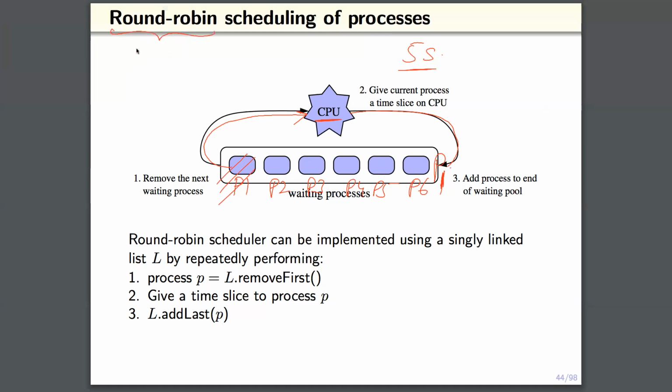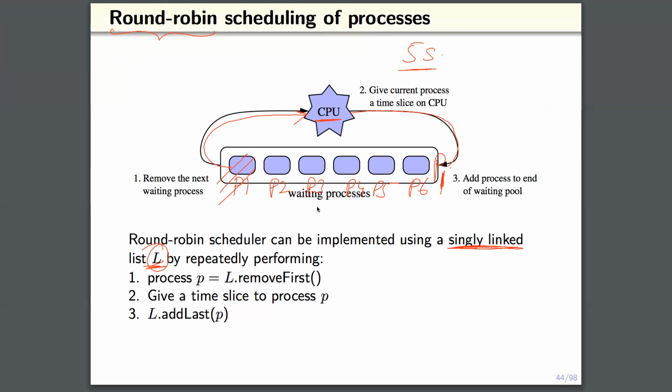There are many types of scheduling. First come, first serve, shortest time, something like this. Round robin is one, in a cyclic order like this. Okay, so let's see how this can be implemented. If you want to implement this using a data structure, you can implement using SLL. Suppose that is called L. What do you need to do?